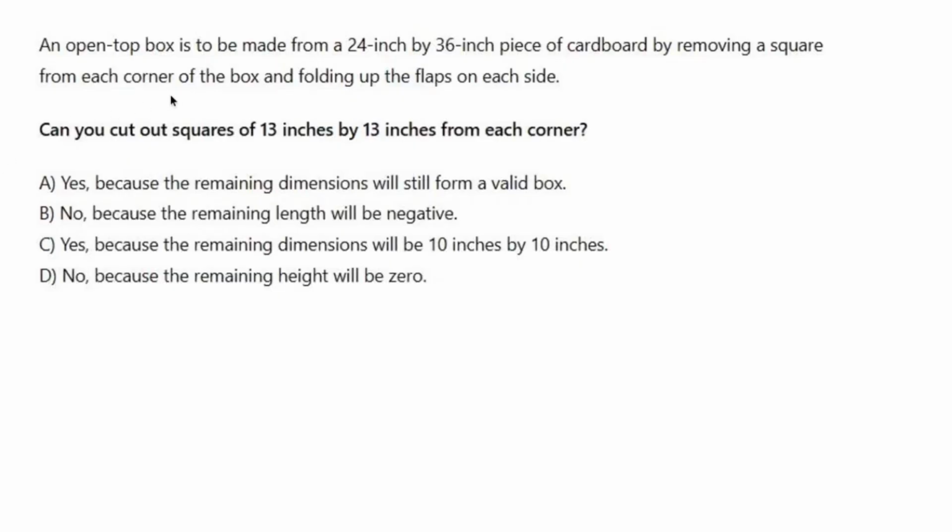An open top box is to be made from a 24-inch by 36-inch piece of cardboard by removing a square from each corner of the box and folding the flaps on each side. Let's get a visual. Okay, so we have a piece of cardboard, right? 36 by 24. We are cutting out little squares out of each corner, the same exact square, so that once we remove that, we should be able to fold these guys up and make ourselves a nice little box that looks something like this.